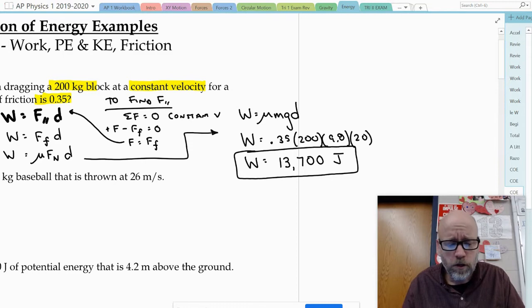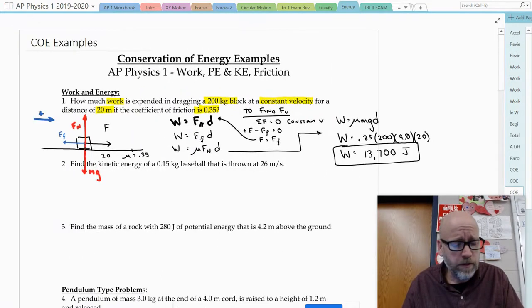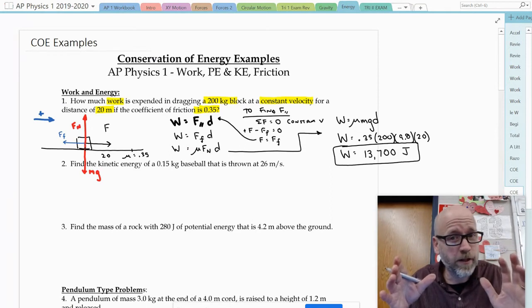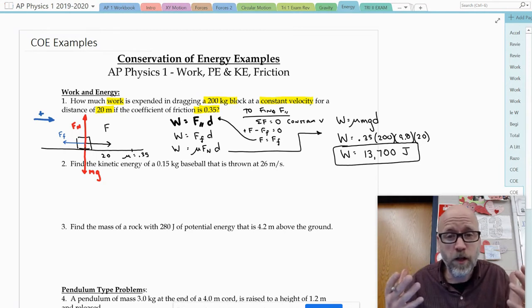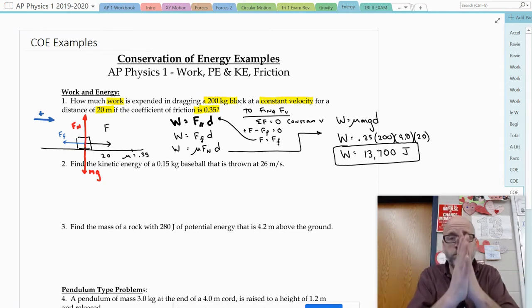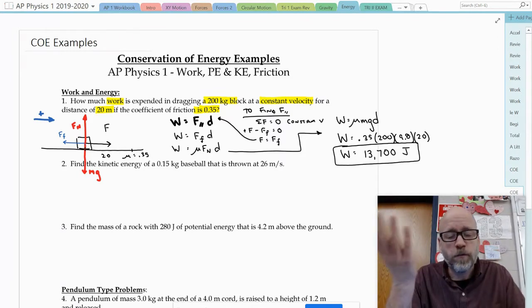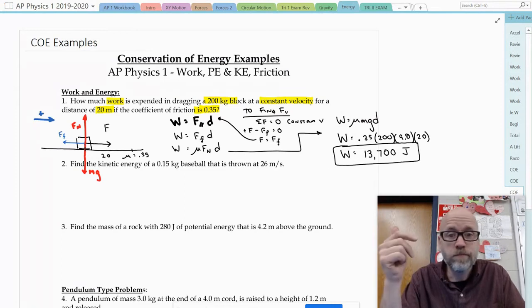Good. So in this case, that work in moving the block, because I didn't change its potential energy by lifting it up against gravity, I didn't change its kinetic energy because it was traveling with a constant velocity. The only thing that changed was that it moved, and while it moved, friction did work on it. So it converted the work that I did moving that block into heat and thermal energy.